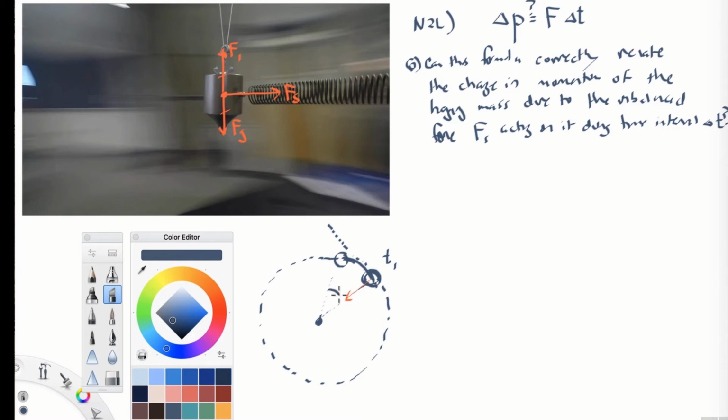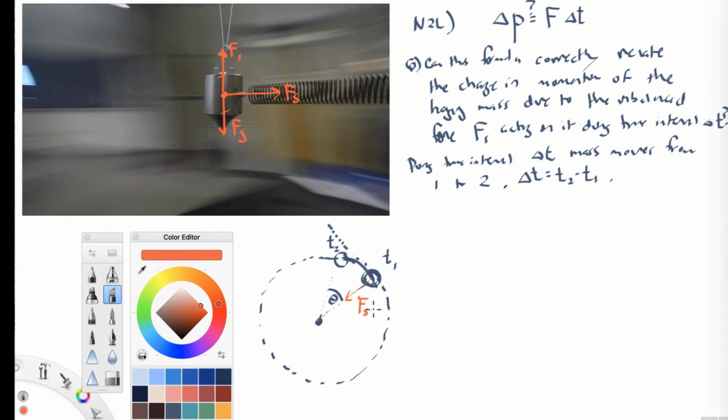Now, what I want to do is consider a very small time interval during which this moves through an angle theta. So during time interval delta t, the mass moves from position 1 to position 2. So here's position 1 at time t1, and here's position 2 at time t2. So delta t is going to be the difference in time, t2 minus t1. Okay, and during that entire time interval, the spring force is acting on it.